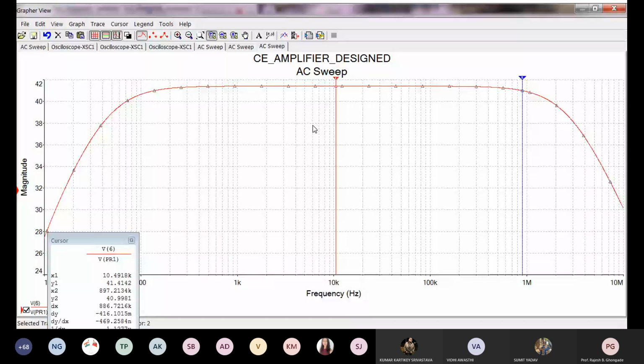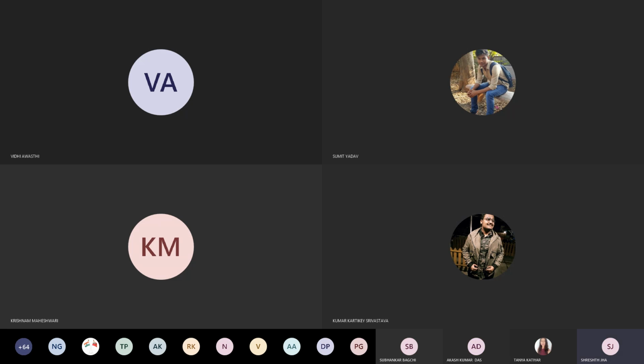Sir, in ideal transistor, this does not happen. Obviously, it is an ideal transistor, so HFE is going to be constant. Constant, okay. And F equal to infinity also. Getting it? Yes, sir.